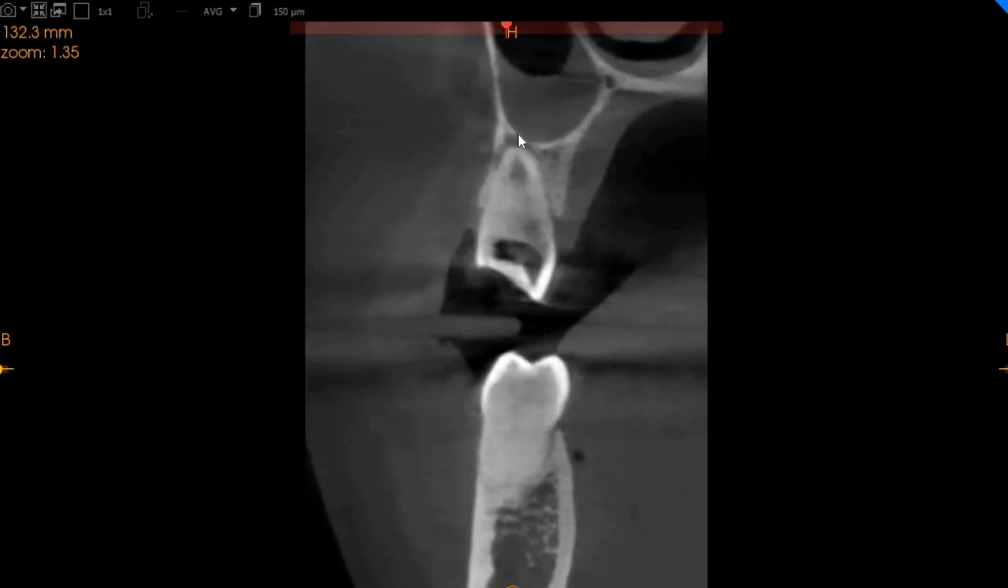We do see that there is a periapical radiolucency leading to perforation of the maxillary sinus, and sinusitis can be observed right there in this tooth.